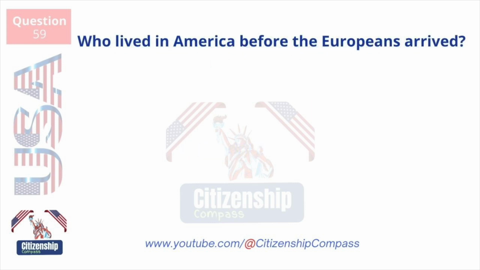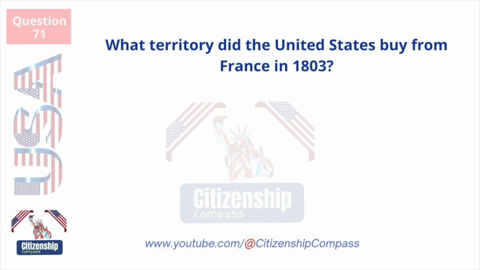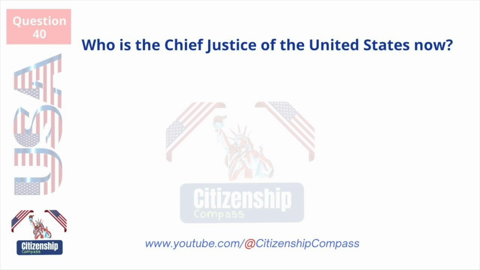Who lived in America before the Europeans arrived? American Indians. What territory did the United States buy from France in 1803? The Louisiana Territory. Who is the Chief Justice of the United States now? John Roberts.